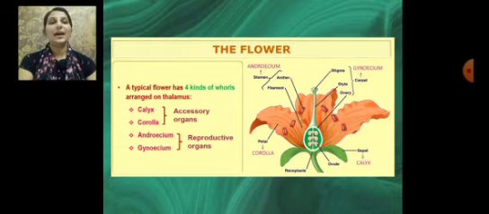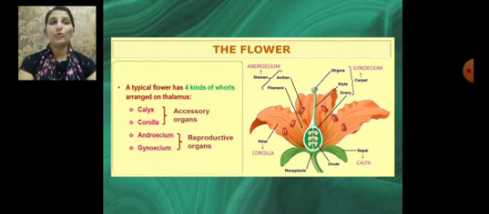The flower has 4 whorls which are arranged on top of the thalamus. Thalamus means the swollen portion of the pedicel. There are 4 kinds of whorls. The first whorl is the calyx. Second is the corolla, third is the androecium, and fourth is the gynoecium.